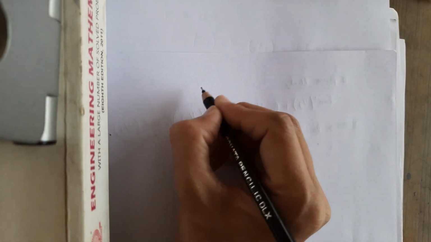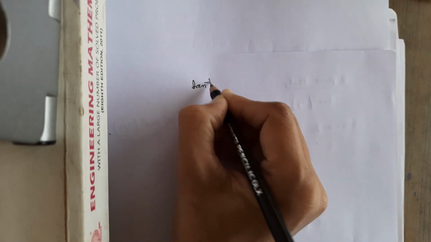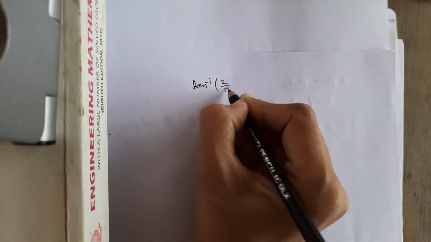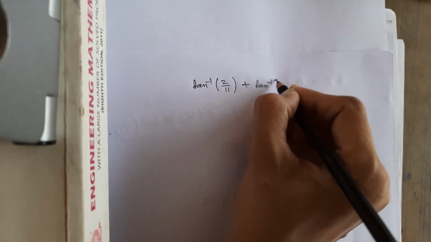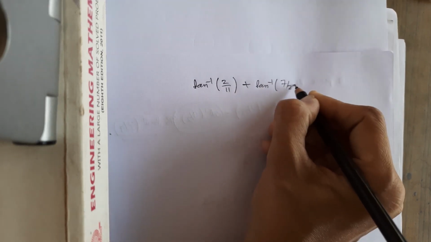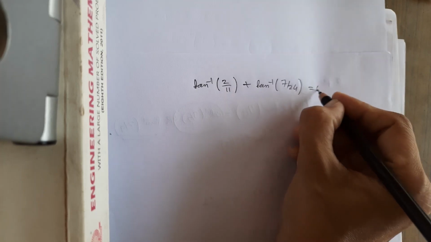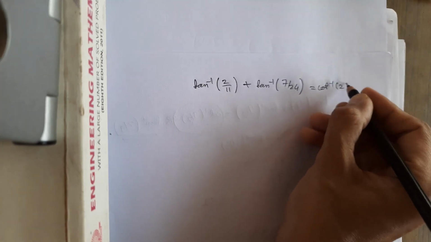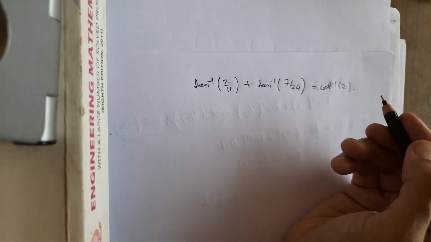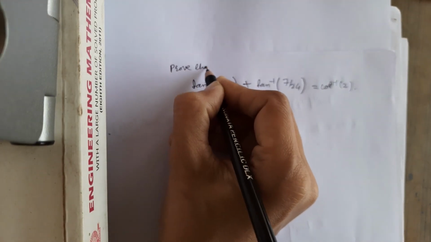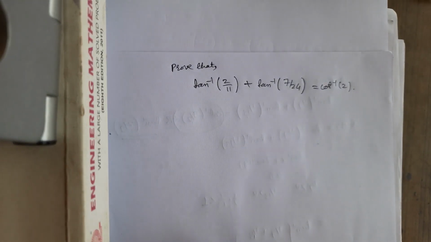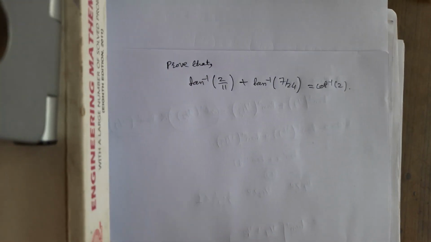Now just pause this video a little bit and try to solve this. Tan inverse of 2 by 11 plus tan inverse of 7 by 24 is equal to cot inverse of 2. You need to show this example, so prove that. Okay, just try to solve this. Let me know how much you are able to solve.